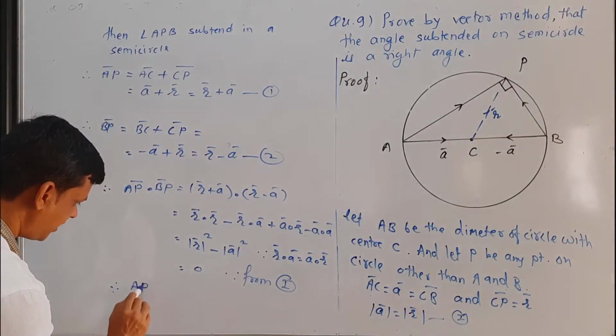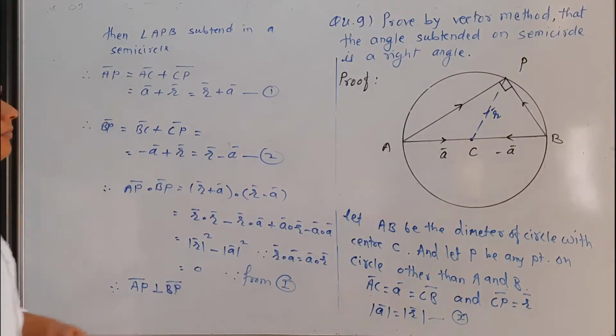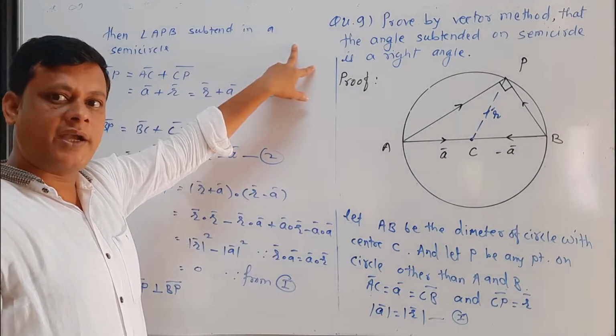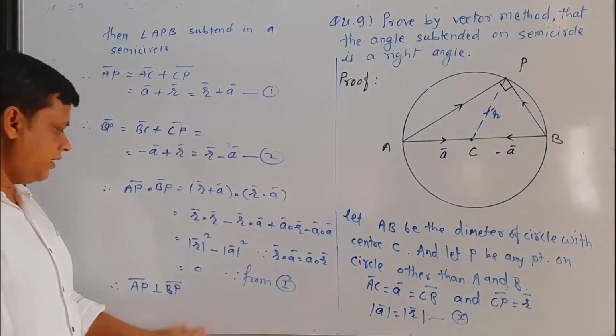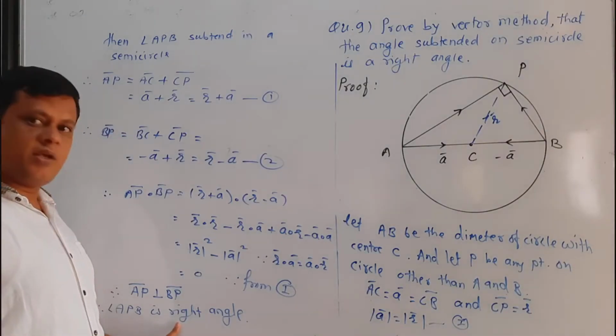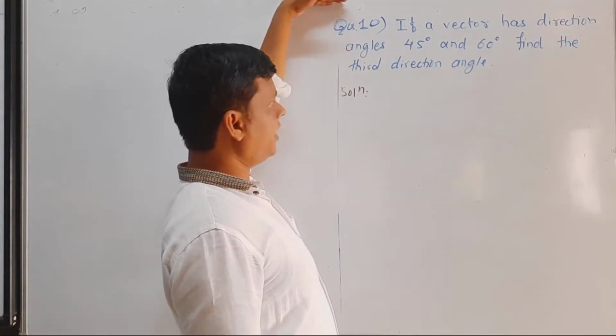Therefore vector AP is perpendicular to vector BP, that means the angle subtended on a semicircle is a right angle. So in this way you can write the proof: angle APB is a right angle. Now see question number 10.